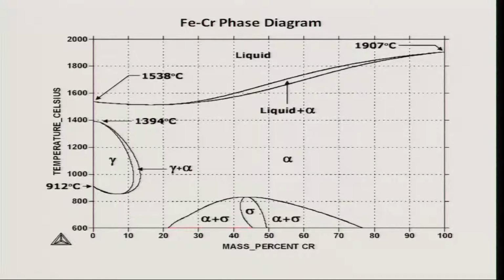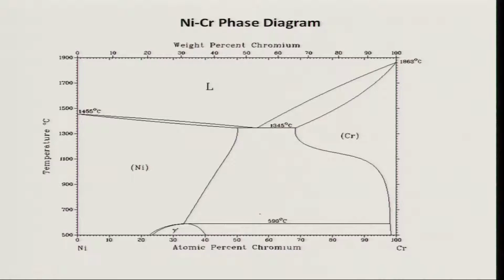Now let us look at what happens to chromium and nickel. The nickel chromium phase diagram is very simple compared to iron nickel and iron chromium. Why? Because there is only one eutectic reaction here at 1350 degrees Celsius. You see here, a eutectic between nickel solution and chromium solution. At temperatures less than about 590 Celsius, some kind of ordered compound gamma prime forms here. Other than that, there is nothing much.